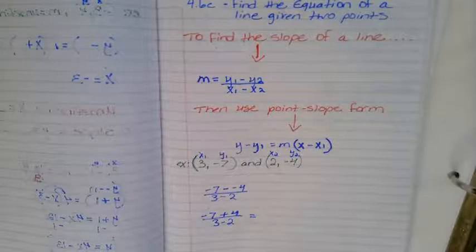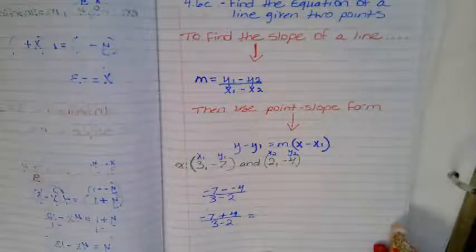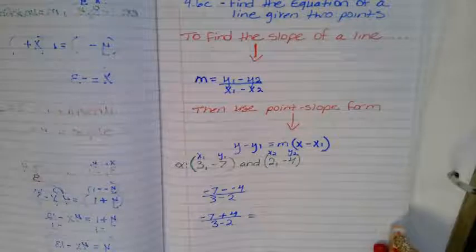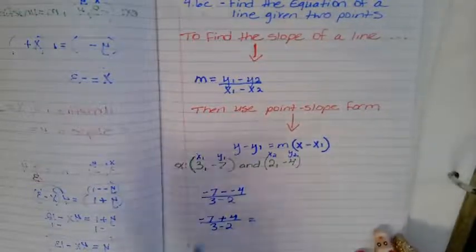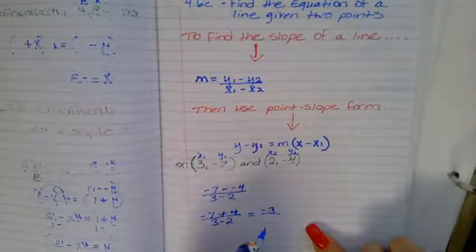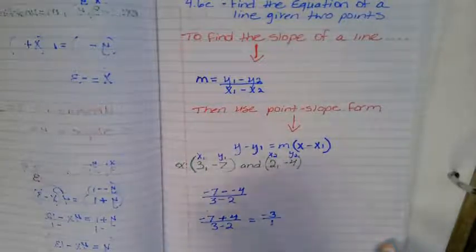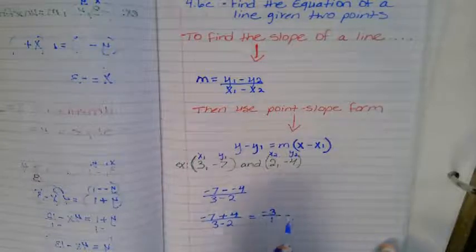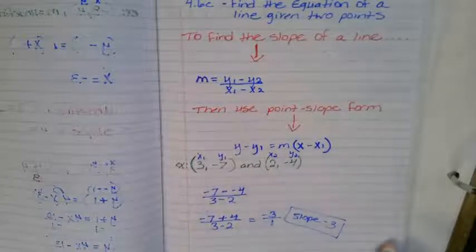So what's -7 plus 4, you guys? Put it in the chat. -3, awesome. So we have a -3. Then we have 3 minus 2, which gives us 1, right? So our slope is going to be -3 over 1, or just -3. We usually don't put it over the 1. So our slope is -3. That's the first part of our answer.